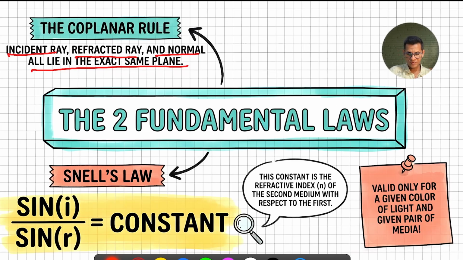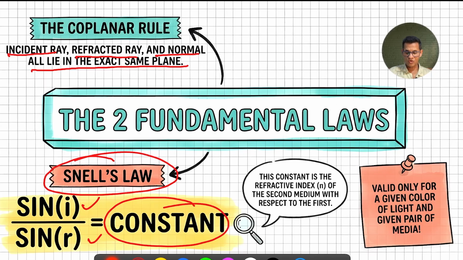The second law which you need to remember is called Snell's law of refraction. As per Snell's law of refraction, the ratio of the sine of the angle of incidence to the sine of the angle of refraction is constant for a given color of light and a given pair of media. So this particular law is called Snell's law of refraction. These are the two laws which you need to remember when it comes to the laws of refraction.